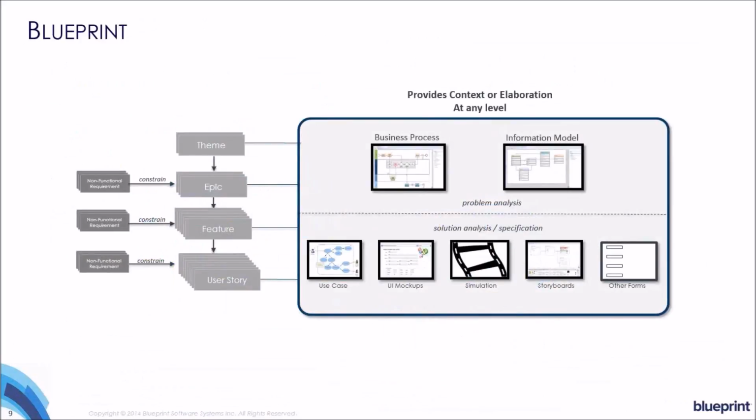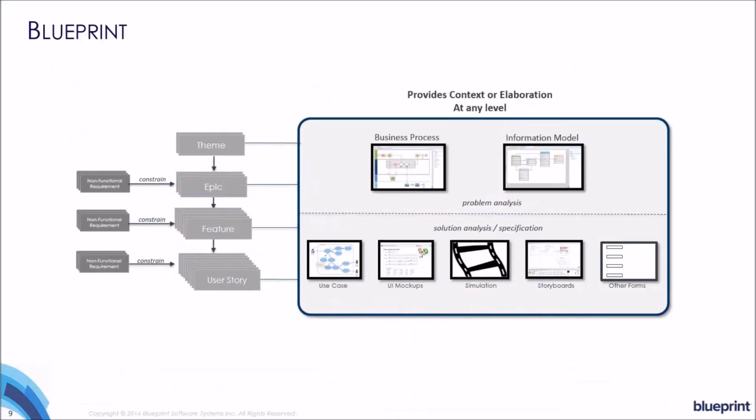Let's have a look at this in a little more detail. At a business level, we have to make high-level decisions on what areas to invest in, and these are called themes. Themes then get decomposed into chunks of capabilities called epics, which are then broken into features and then into user stories. All the way down this stack, there may be non-functional requirements that need to be considered and met by the solution. On the right, there may be other context or elaboration required.